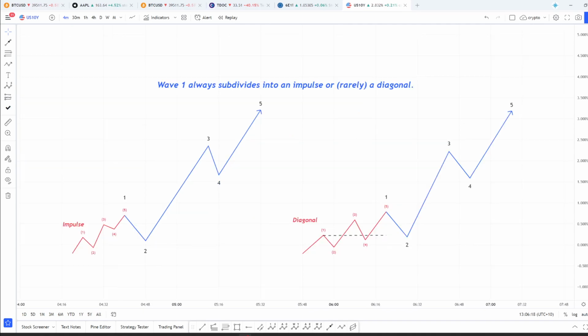Rule 2 states that wave 1 will always subdivide into an impulse or a diagonal, but diagonals in the wave 1 position are not common, so you will not see them all that often. Remember that a diagonal will have an overlap between wave 1 and wave 4.